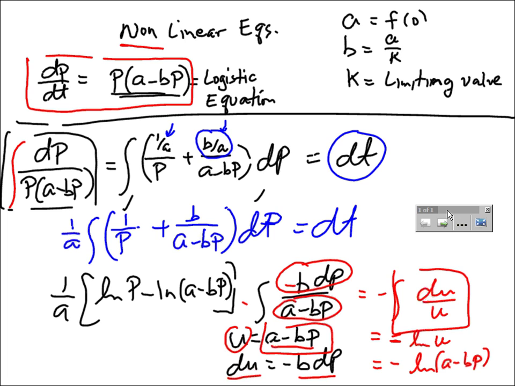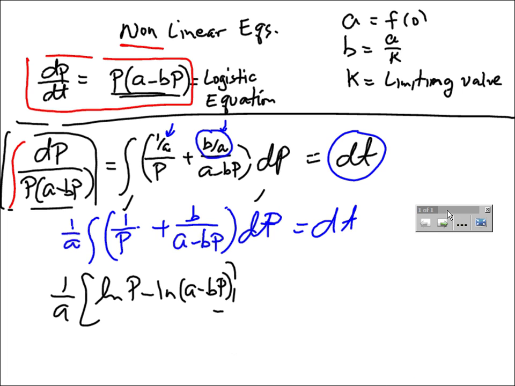I'm going to get rid of my side work. So I integrated the left side. I didn't put a constant, which is okay. When I integrate the right-hand side, I get t, and I'll put a constant here.